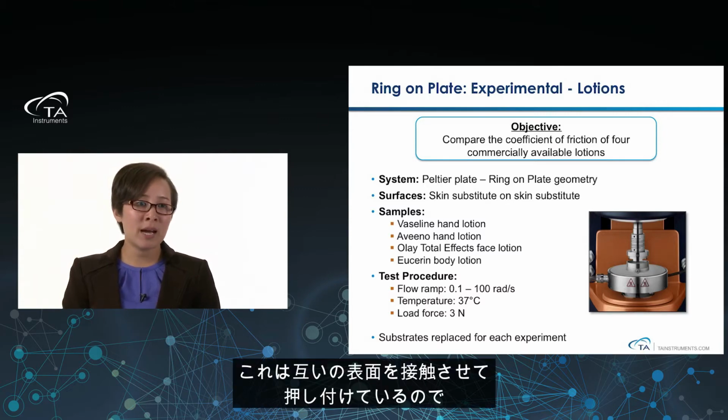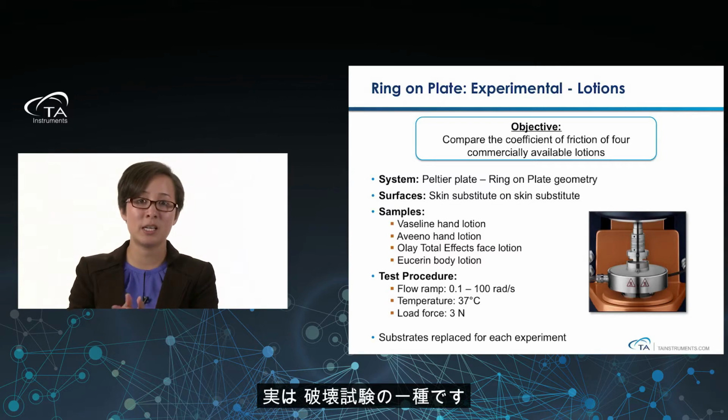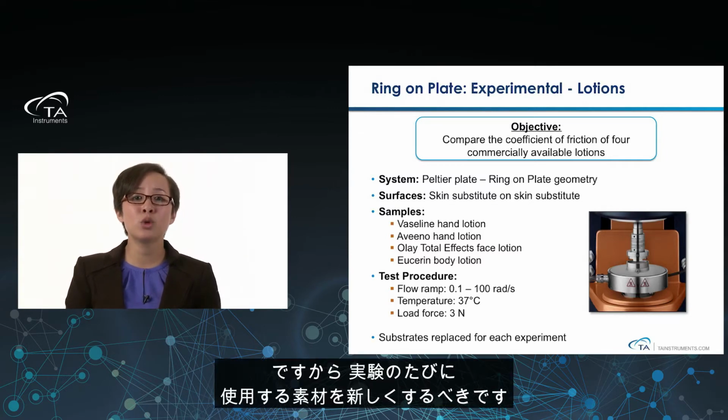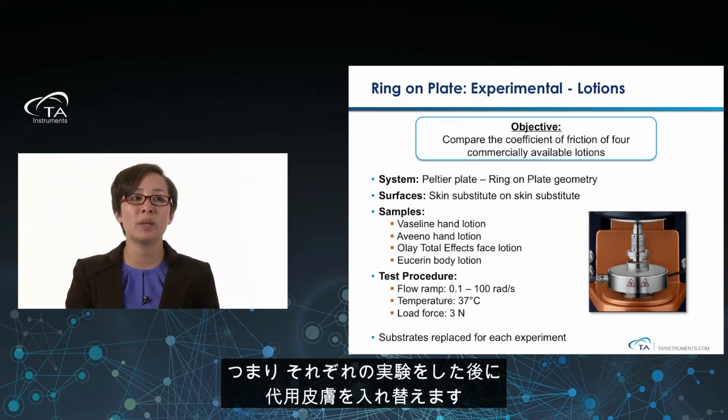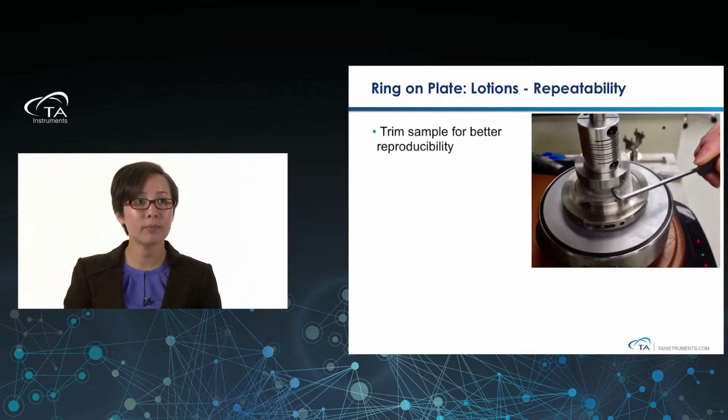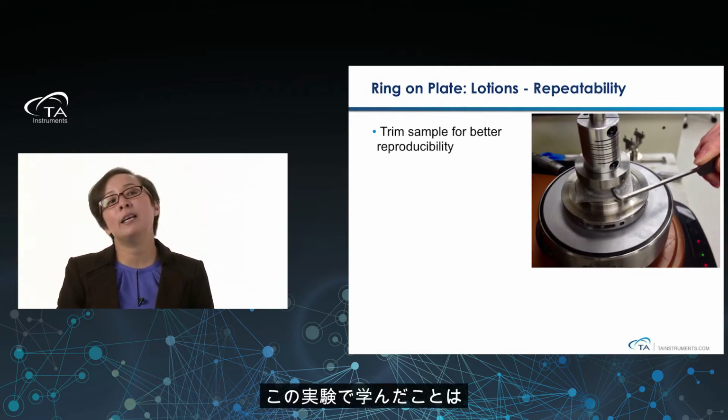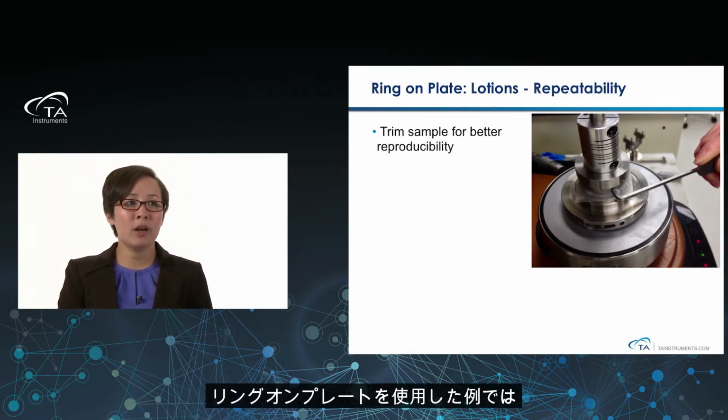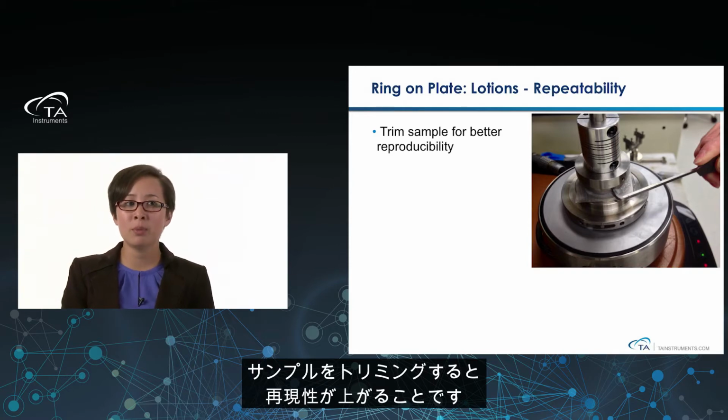One thing to note is that this is a destructive type of test because we're pushing these surfaces in contact with one another. So it's really good to change out the substrates for each experiment. We would be replacing the skin substitute after each experiment. What we did find is that, in this case we used the ring on plate, it's good to trim the sample to improve the reproducibility.